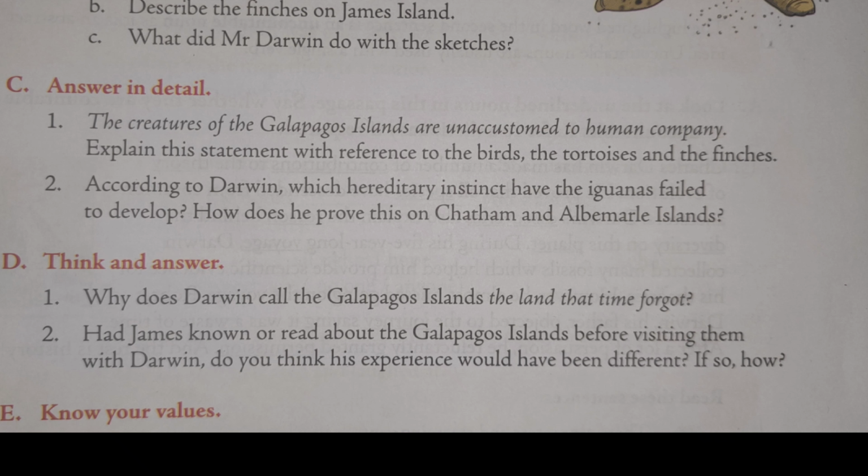So the D part, second question answer is, the question was, had James known or read about the Galapagos Islands? So it was no. James did not know or read about the Galapagos Island before visiting them with Darwin. And yes, it is possible that his experience would have been different if he had read about this island and the inhabitant species which are living there.